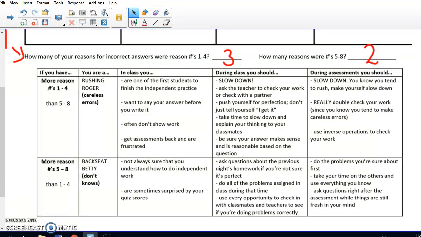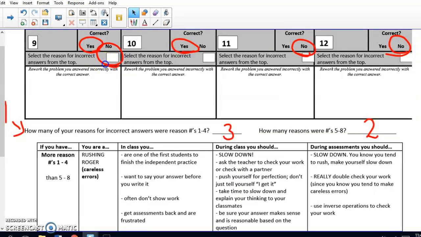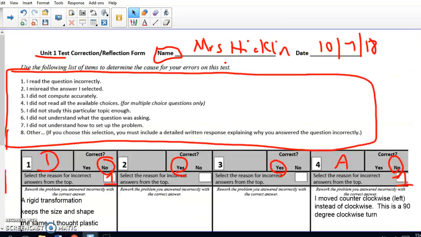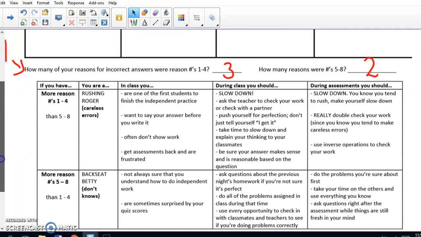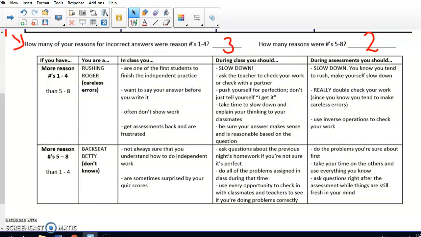I'm just going to go back and count all of these reasons for no's, not yeses. All of these reasons that I'm putting in these boxes. I'm going to look and see what number they are, and I'm going to put those there. And then I'm going to read the tips on how to be more successful. So in this example, I have more reason 1s than 4s. And so these are the things that I need to know about myself. It even tells me what I should do during class to get better and what I should do during assessments.